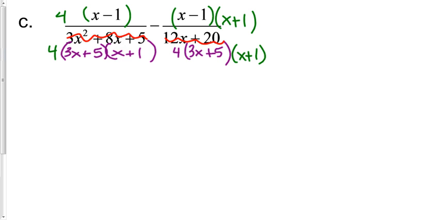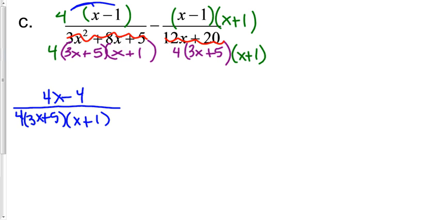All right, so now we want to multiply this out. So I'm going to multiply the top. 4 times x minus 4 times 1. That gives me 4x minus 4. The denominator, just go ahead and leave it as 3 factors. 4 times (3x + 5) times (x + 1). That's your common denominator. Remember, we needed all these factors in order for both of them to match.